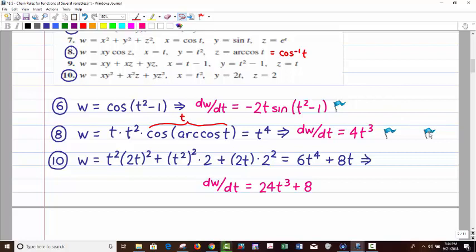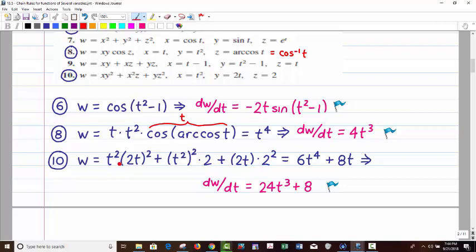Now the next one, I won't read the problem again this time. I'll just skip over that. But all I'm doing is taking x and y and z and substituting them in right here. So t squared goes in for x, y is 2t all squared, and then plus t squared squared times z here, which is 2, and then 2t, which is y, times 2 squared, which is z squared.